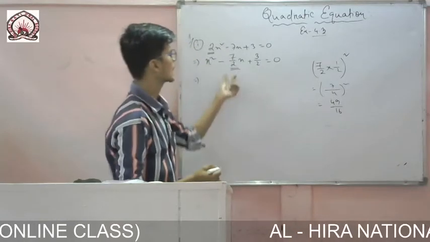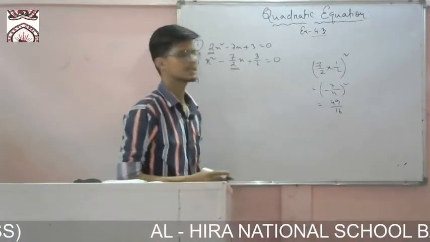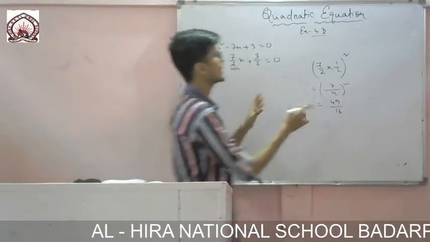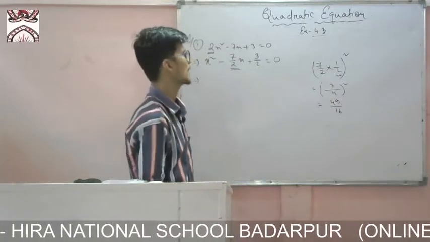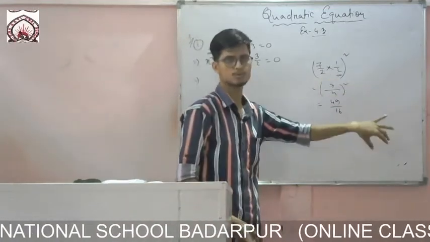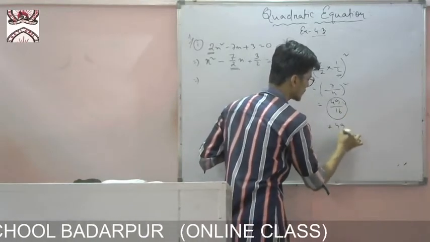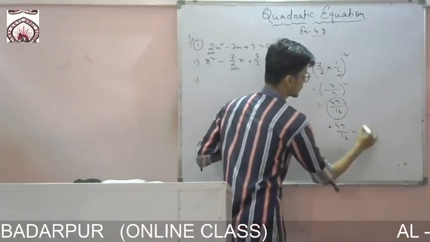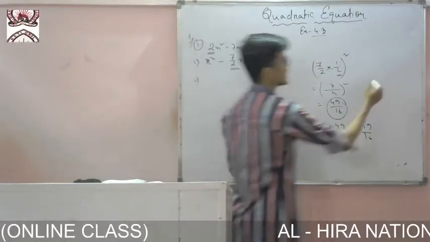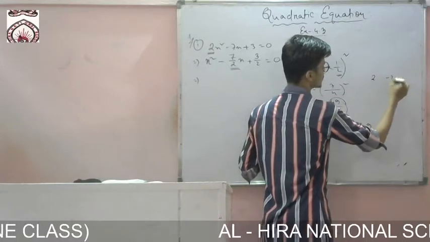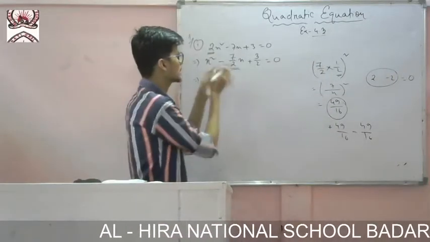In another question the term may be different; rather than 7 by 2 there may be anything else. But the formula is the same. Every time I have to multiply the coefficient of x with half and then square it. Whatever term comes, I will add it one time to this equation and I will subtract it. That means we are doing nothing. If I add 2 and again subtract 2, 2 minus 2 is 0. I am changing nothing in the equation.